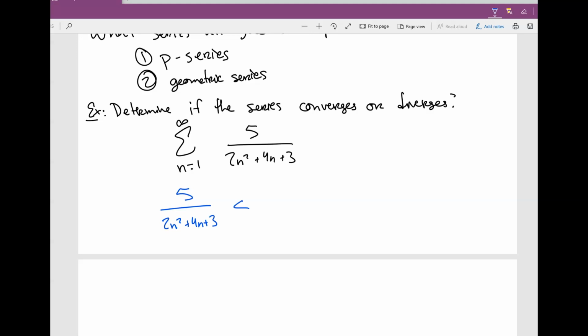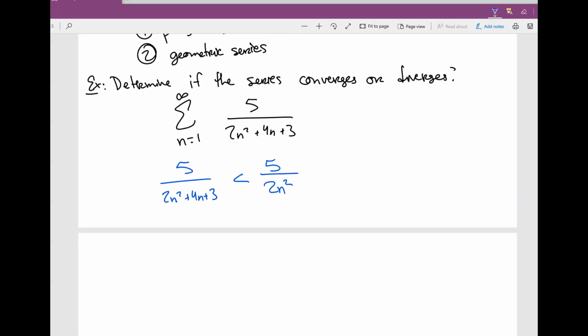Okay, so we're going to keep the 5 on the top, because the 5 isn't really going to do anything, but I'm going to compare it to 2n squared. The reason is that this particular term is going to be way bigger than this one, because in the bottom you're just adding additional terms, making the bottom part bigger, which makes the whole fraction smaller. So this is a true statement, and you can plug in a value of n and see that this one is always going to be bigger than this one.